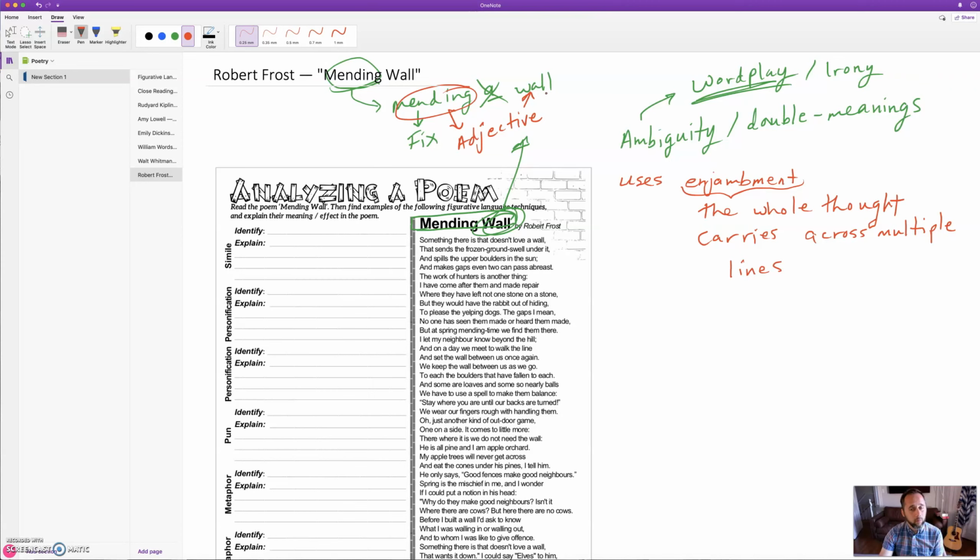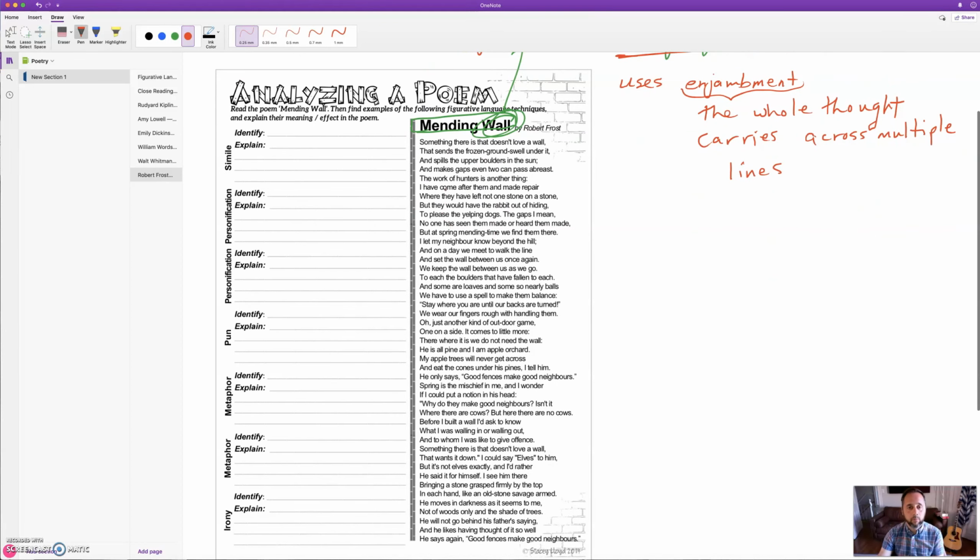So what does the wall fix? Fixing wall? Are they fixing the wall? Is it fixing them? What's it fixing? Right? They're not fixing a wall. So mending wall is purposely ambiguous wordplay. And in terms of English grammar, it's bending it on purpose. All right, let's get into the poem itself.